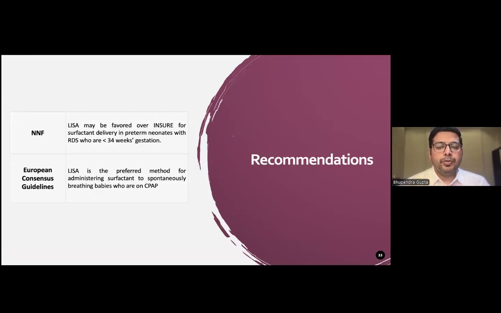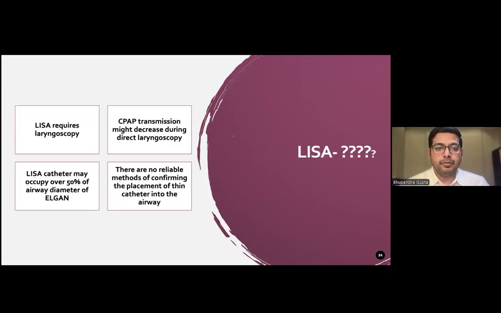Now, there are some recommendations. As per the Indian guidelines, NNF recommends LISA may be favored over INSURE for surfactant delivery in preterm neonates with RDS who are less than 34-week gestation. And as far as the European consensus is concerned, they have stated that LISA is the preferred method of administering surfactant to spontaneously breathing babies who are on CPAP.